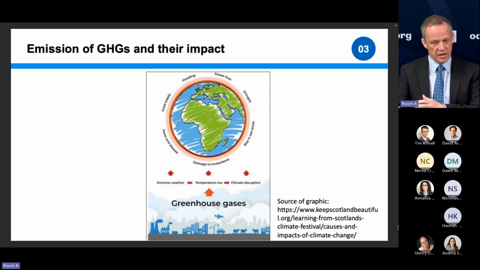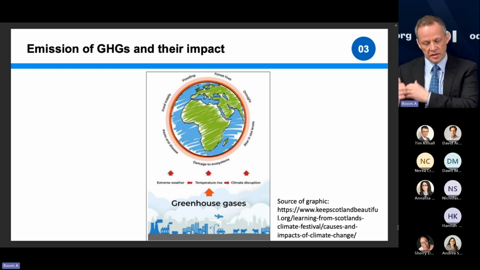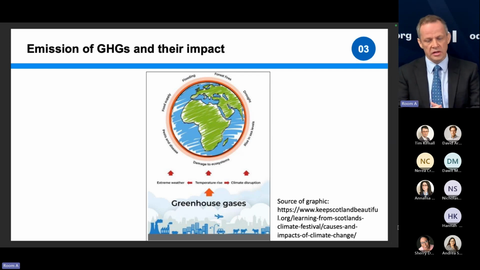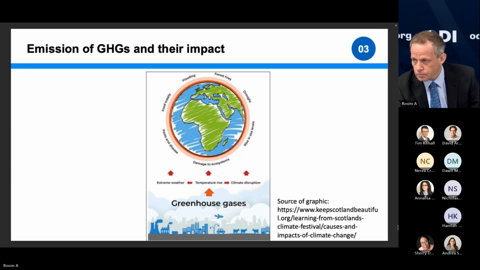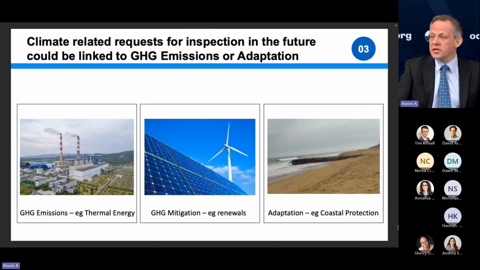We move from mitigating climate change, so mitigating greenhouse gases, to climate change and thinking about adaptation projects, to hopefully the next stage, which is actually doing it in a way that is just for everybody. So just thinking about the kind of projects that could come to us.